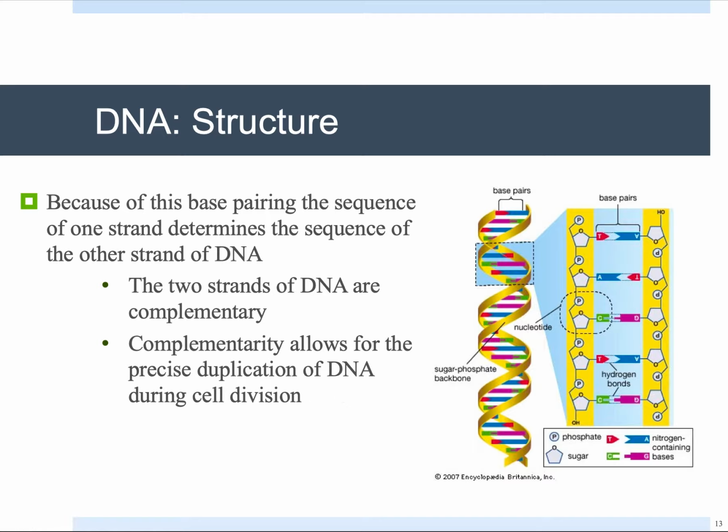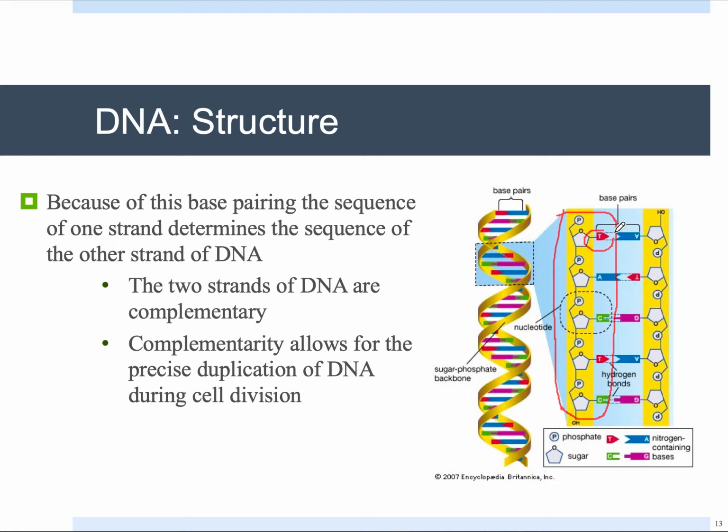So the structure of DNA described is that it's made up of 2 strands that are complementary to each other, because only certain base pairs can pair together. If you have the information for one strand, we can actually predict what the other strand is going to be.